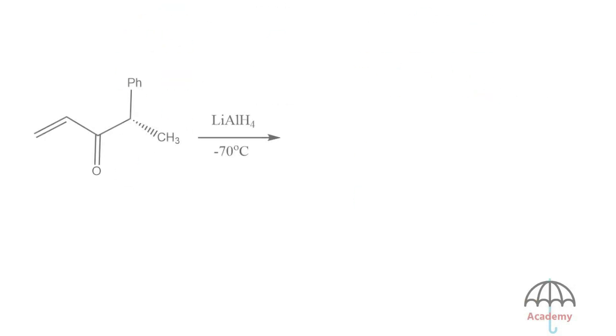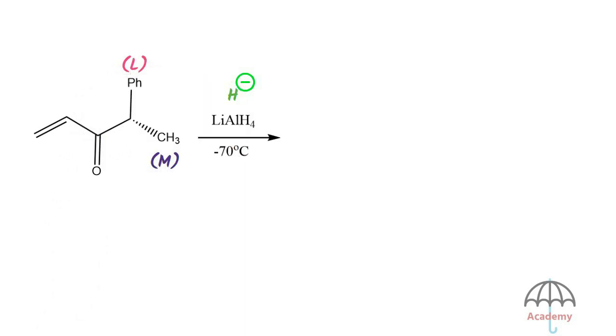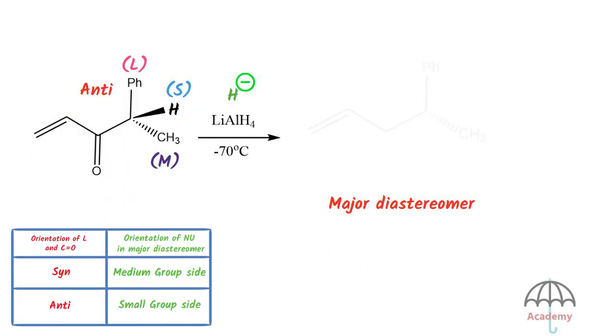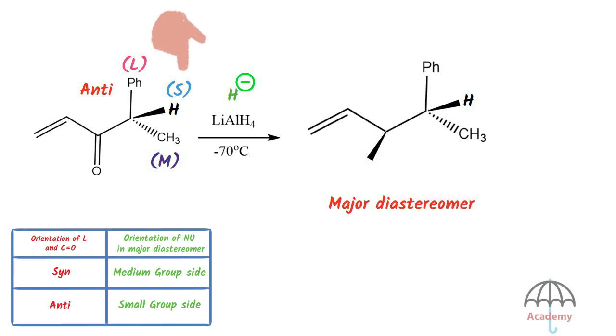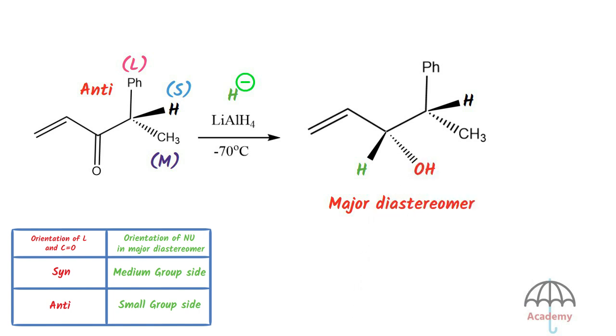Consider this ketone treated with lithium aluminium hydride. The nucleophile is hydride anion. Phenyl is large group, methyl is medium group. There must be hydrogen on wedges, which is small group. The large group phenyl is anti to carbonyl oxygen. Therefore major diastereomer can be written as: the nucleophile hydride is written on small group side which is on wedges. So hydroxyl will be on dashes.